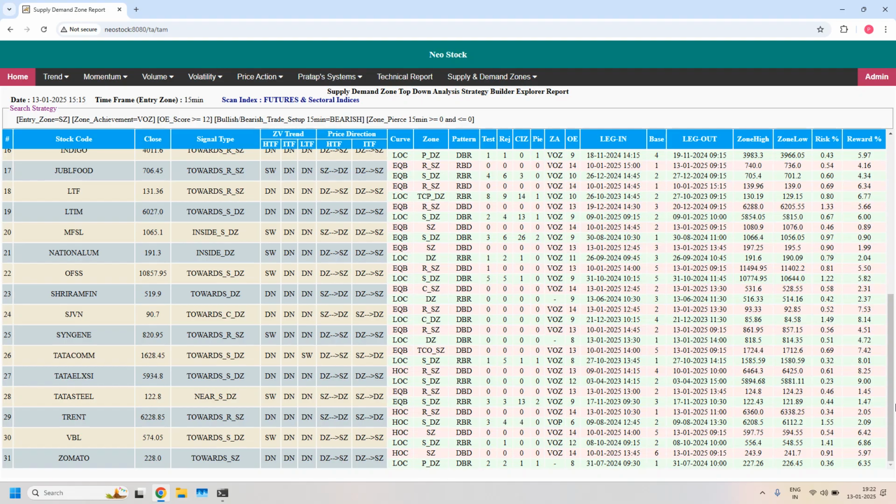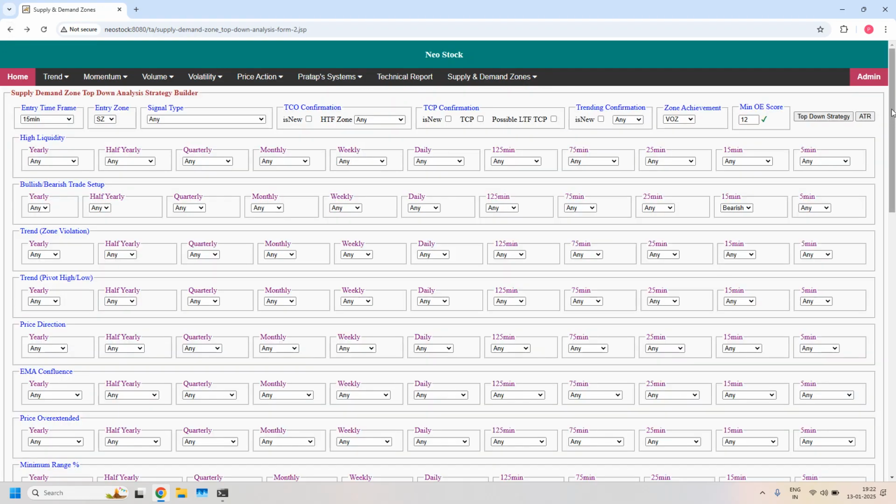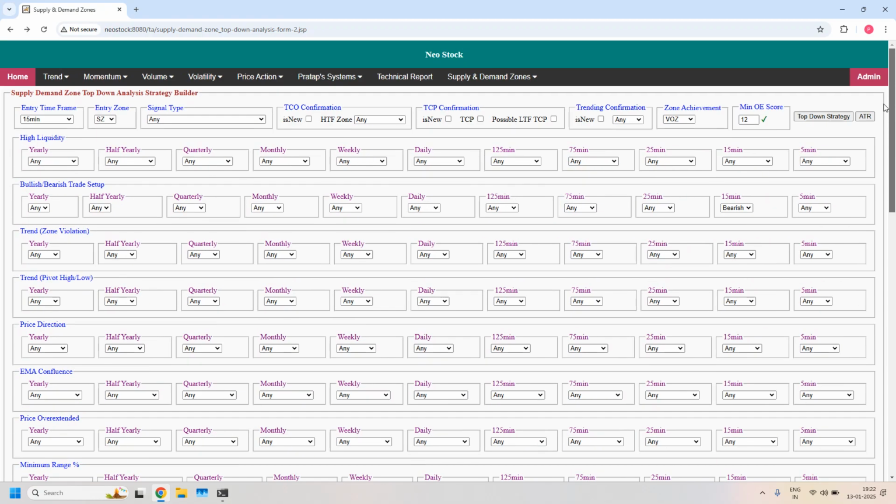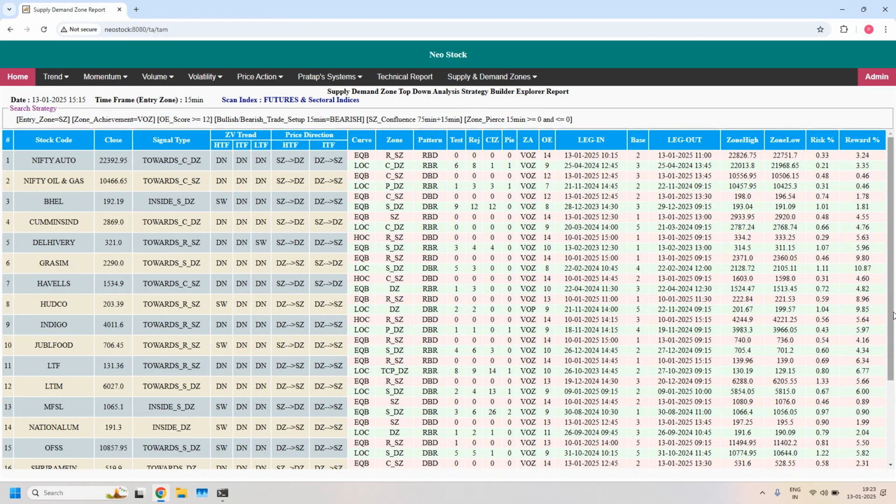Out of these, let us identify, these are the 15 minute supply zones. Bearish trade setup or daily income trade. So out of these 31 15 minute supply zones, some are high probability zones might be there. So let us filter them based on LTF and ITF supply zone confluence. That is 15 minute supply zone with 75 minute supply zone confluence. I am enabling the filter. So with this filter, the list is now come down to 21 stocks.